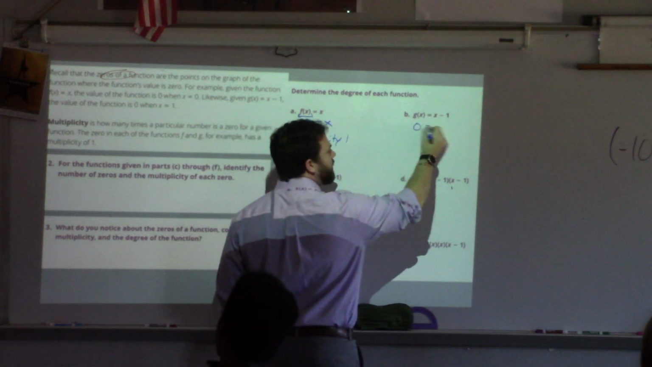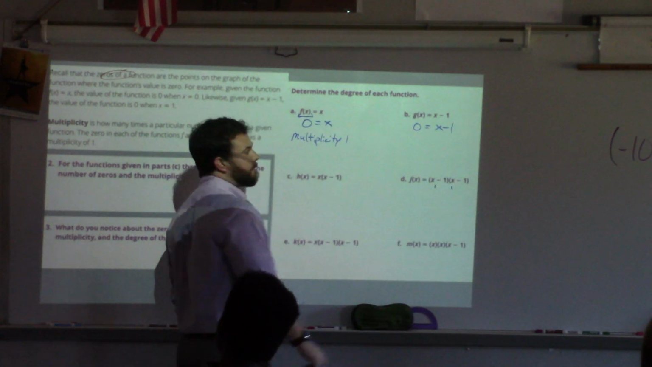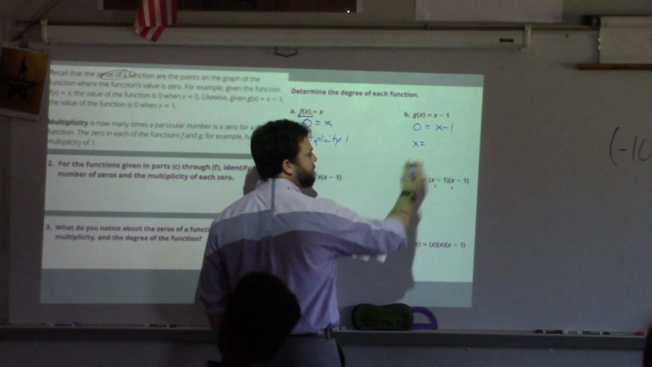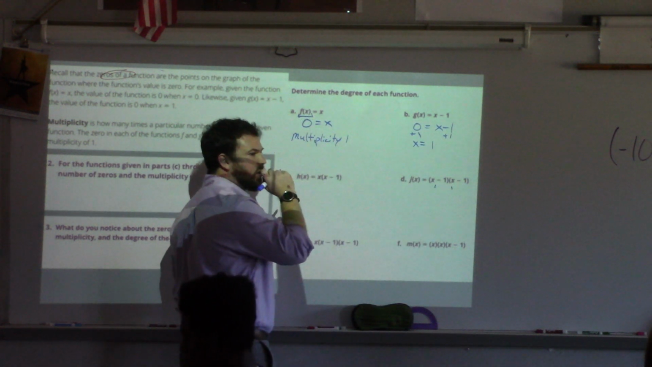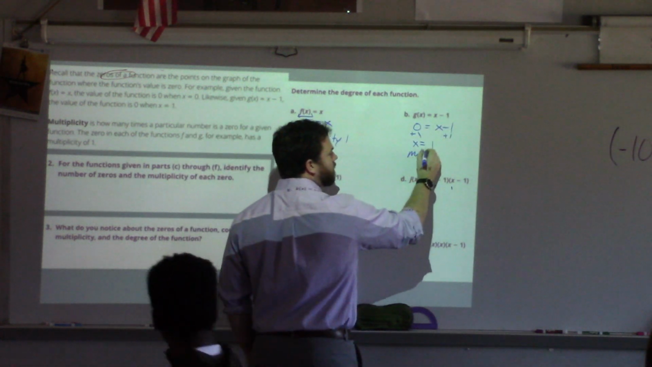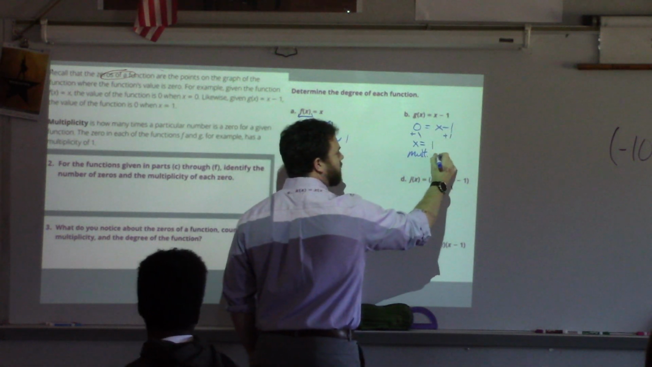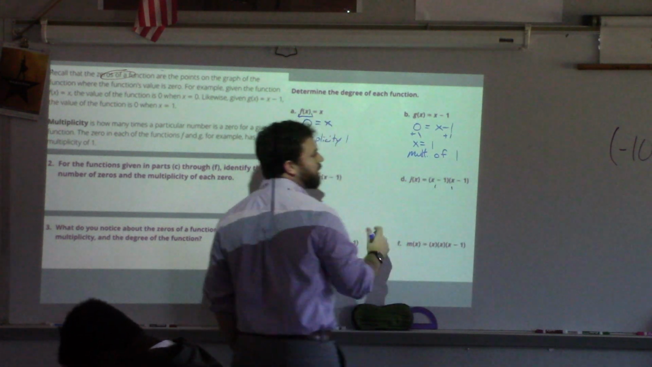And so then we come over to here. Again, 0 is equal to x minus 1. So what is my 0? X equals 1. Right? And what's the multiplicity of that 0? 1. It only showed up one time. So we're basically just looking at how many x's there are, how many times that factor shows up.